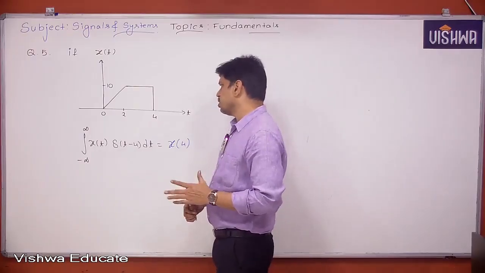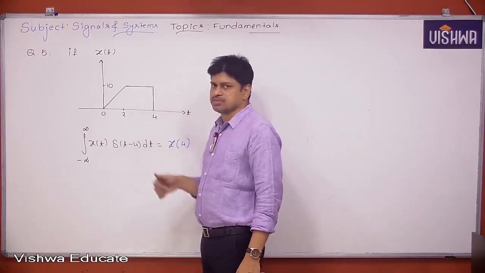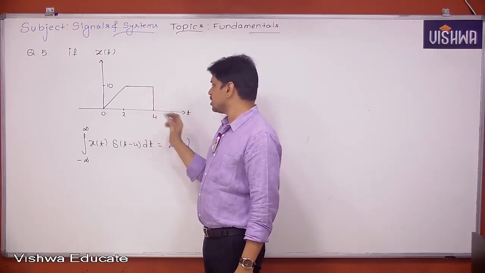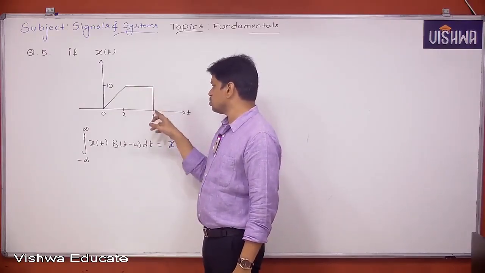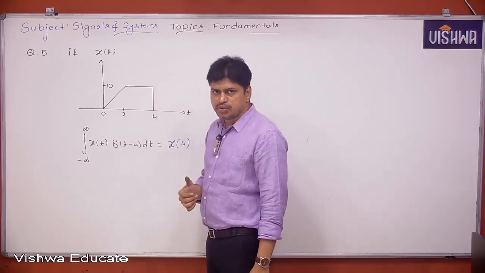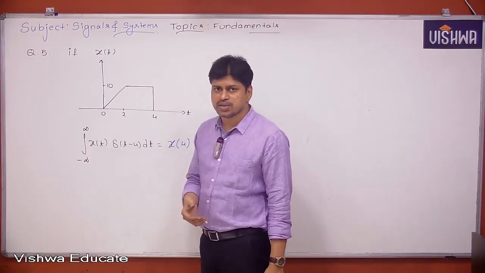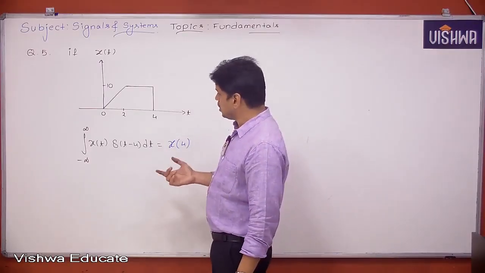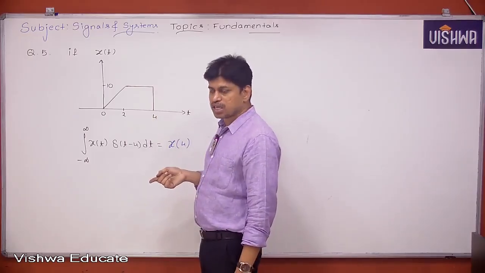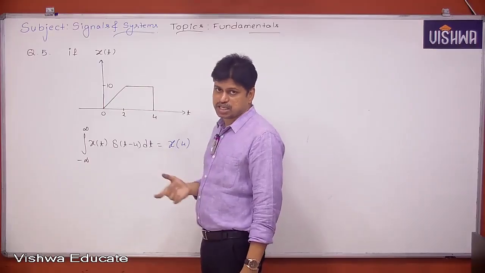Why, sir? Here at 4 we have a discontinuity, or sudden jump. It is suddenly going from 10 to 0. So whenever there is a discontinuity, the value can be undetermined. That's the meaning of discontinuity. We cannot say the value. The value can be anything between 0 to 10 actually. That's the meaning of discontinuity.